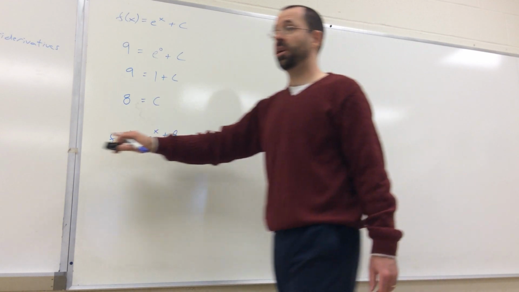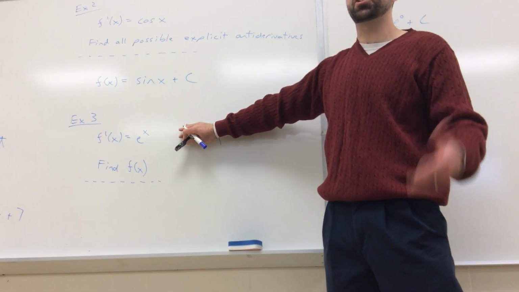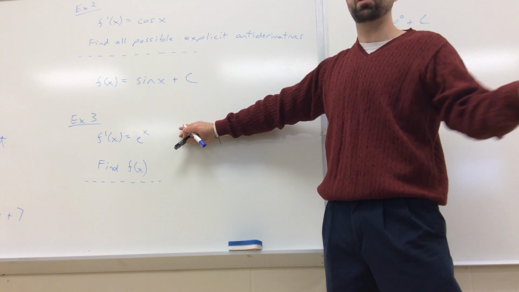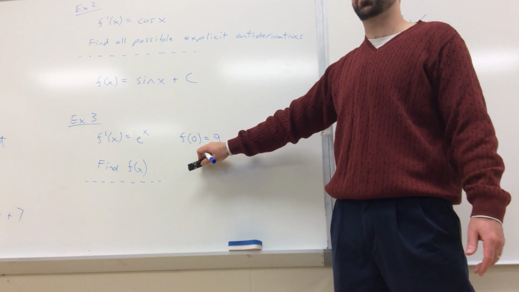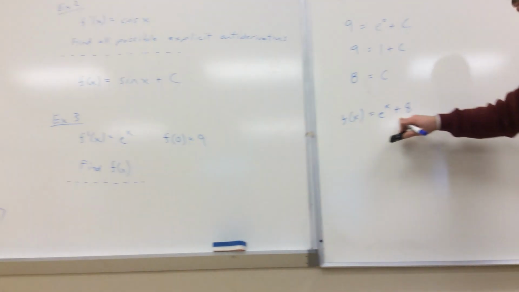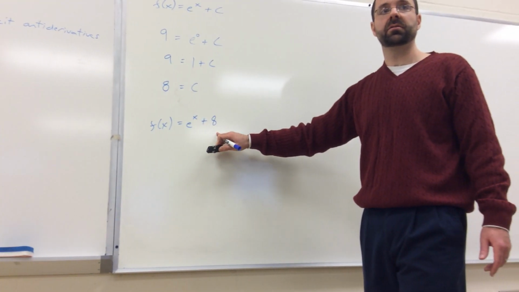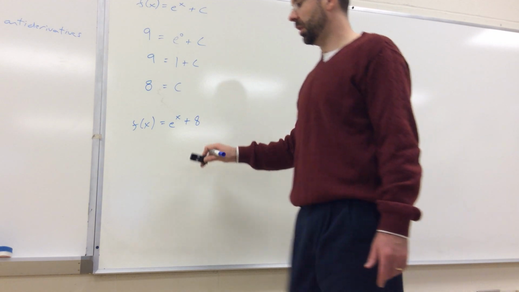Okay, so when you have a problem that just asks for the antiderivative, there's infinitely many answers. So you put plus c to specify that. But if you get one piece of information, then you can figure out what the c is and get just one specific final answer.